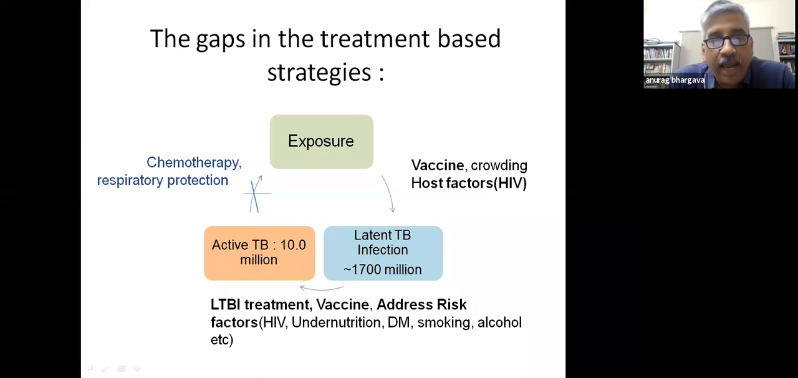So the LTBI treatment poses a lot of operational issues because of the large numbers. We don't have an effective vaccine which can prevent adult TB. So the thing is that we should still, like in the case of non-communicable disease, address the risk factors, of which undernutrition is a major one.